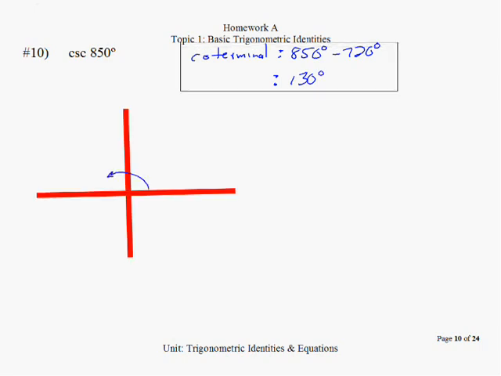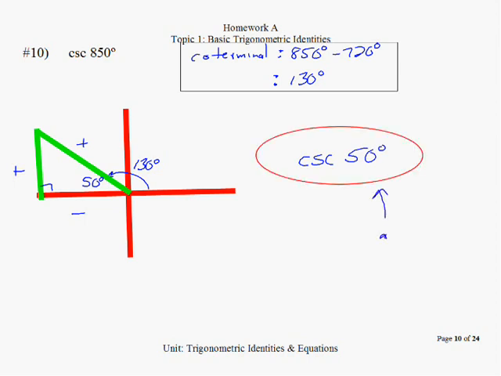Number 10, cosecant of 850 degrees, coterminal angle. If I would subtract 720 from this, I would get 130 degrees, which is in quadrant 2, making my reference angle 50. 50 and 130 is 180. In quadrant 2, x is negative, y is positive, and r is positive. Cosecant of 50 is our answer, because 50 is our acute angle, our reference angle, and cosecant is positive in quadrant 2.